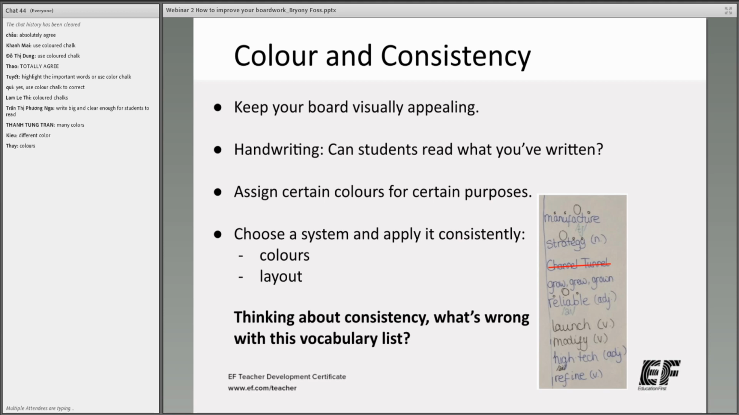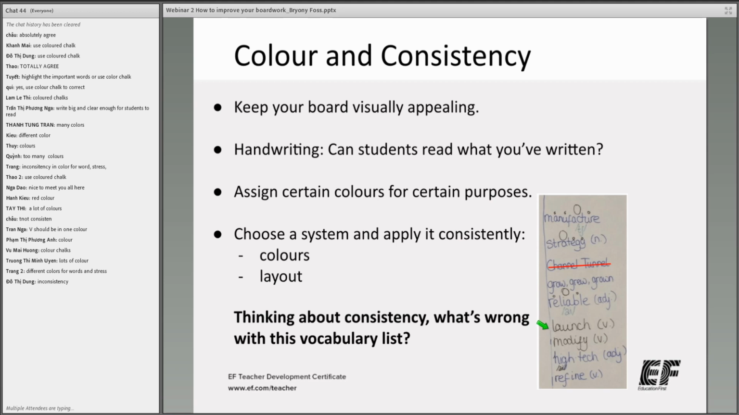We've got different colors. What's being in different colors? Too many colors, I can see. Good. Inconsistency. Thank you. Yes. Inconsistency in color for words and stress. As you can see here, some of the words I've written in blue. And then maybe I'm not holding my blue pen anymore and I'm holding my black pen. So I start writing words in black. And then later I change back to blue.